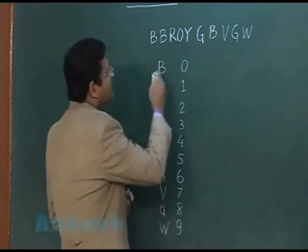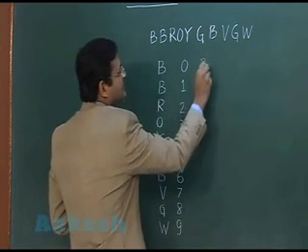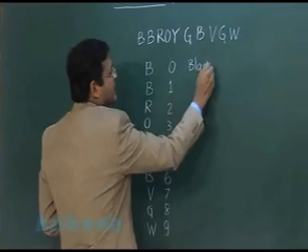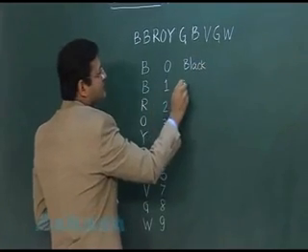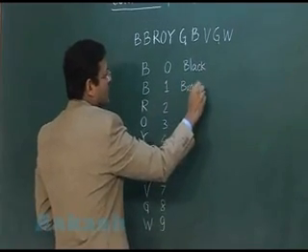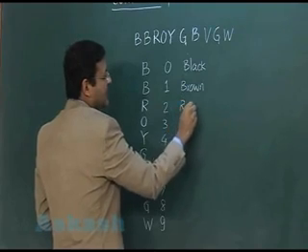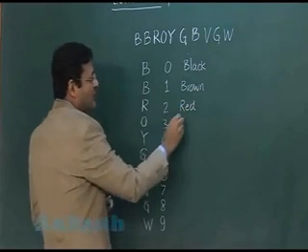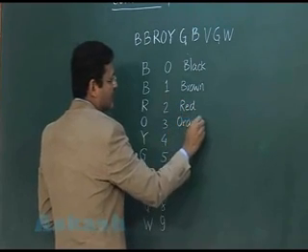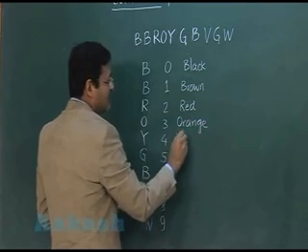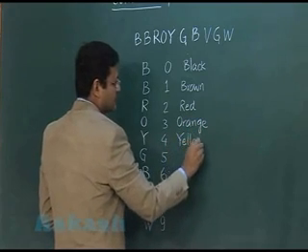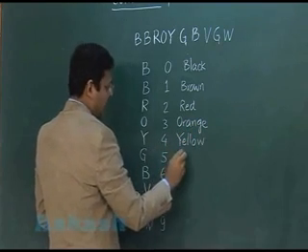Now, what is the meaning of this B? This B means black. This B means brown. This R means red. Red color strip. O means orange. Y is yellow. This G is green.